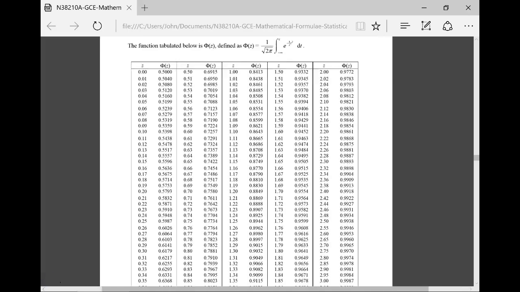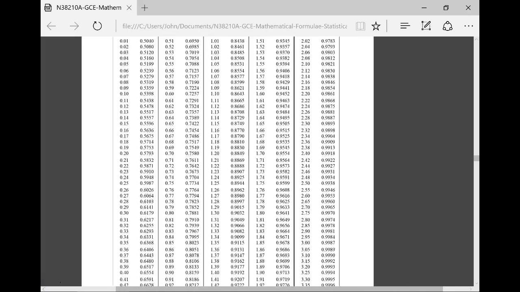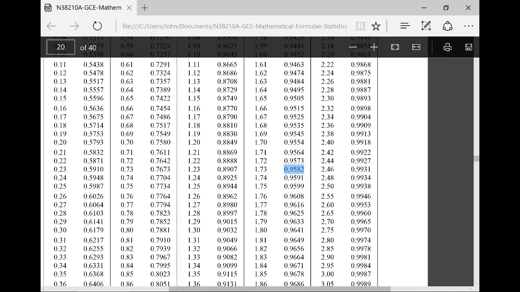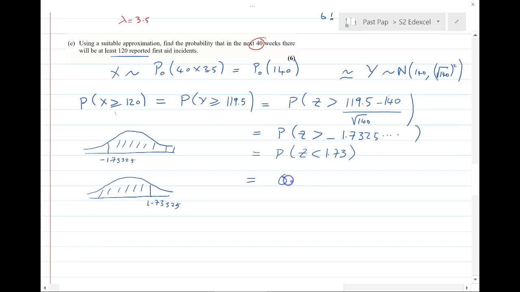So we're looking at our normal distribution tables, 1.73, and looking at the relevant number, 0.9582. You say more standard than the previous question, and you see that kind of thing quite a lot.